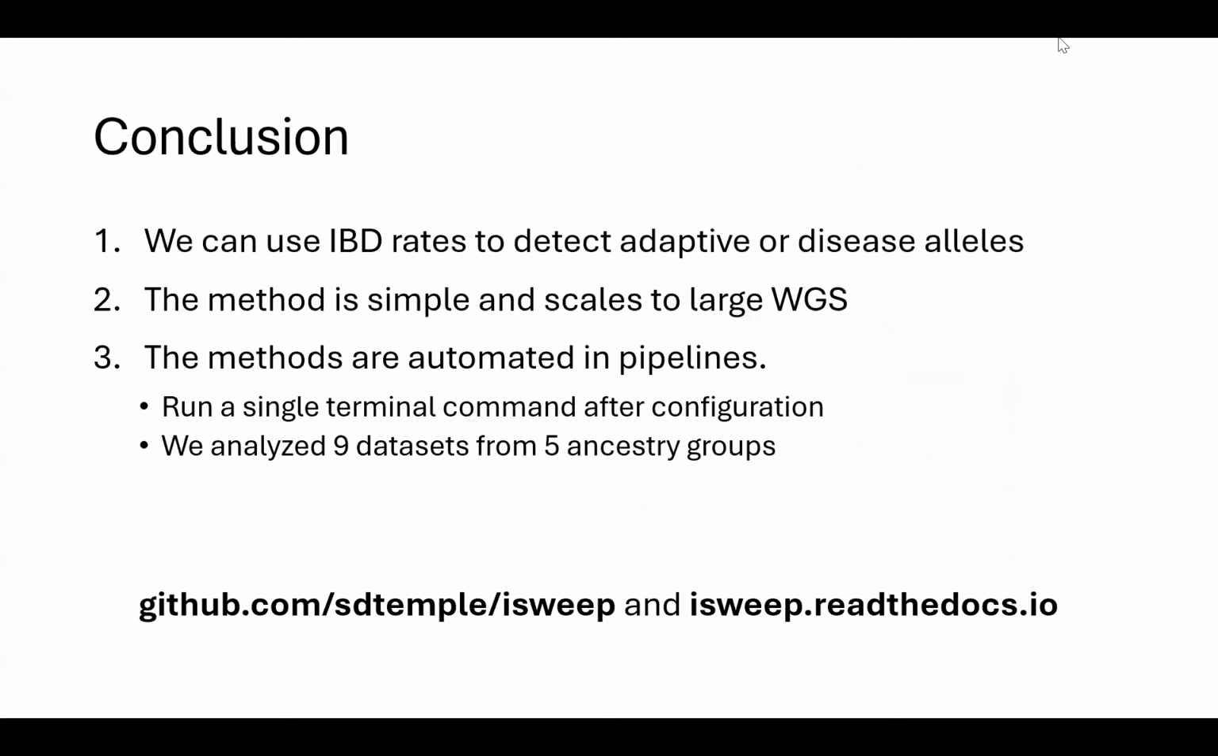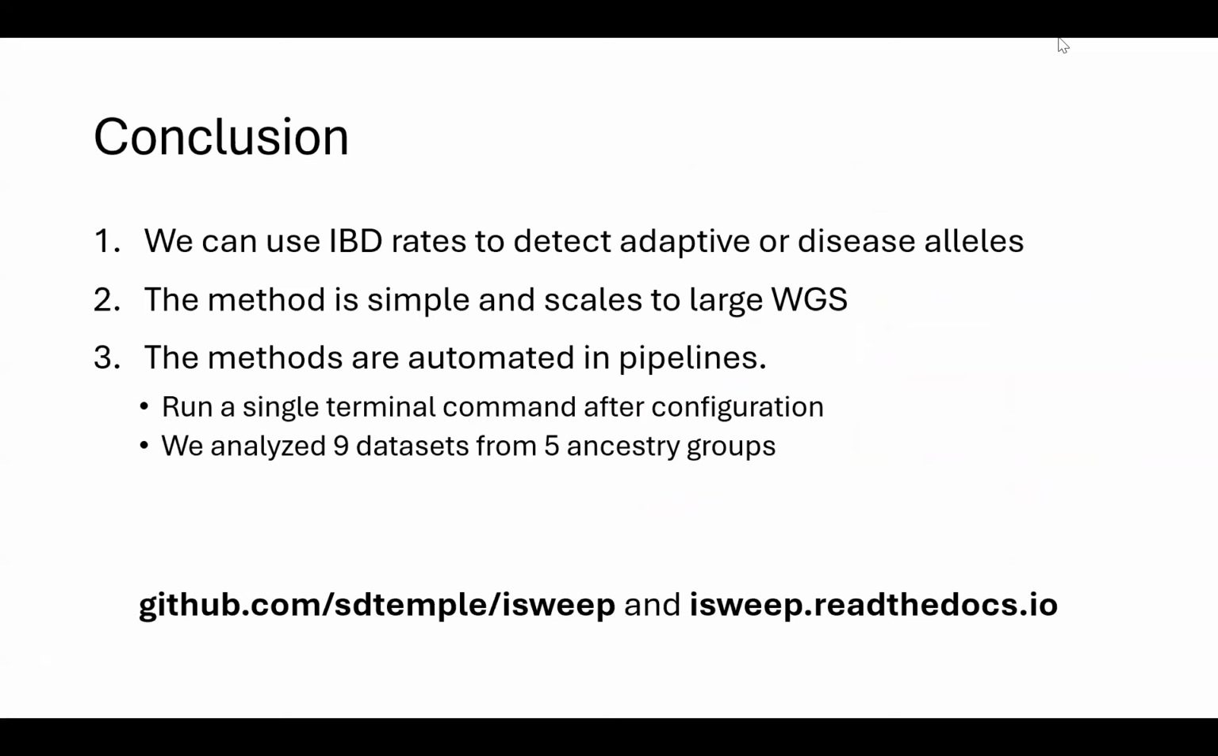So in conclusion, we can use IBD rates to detect adaptive or disease alleles. The method is quite simple. We're just considering sample means and differences of sample means, and it's very easy to calculate such that we can scale to enormous whole genome sequence studies.